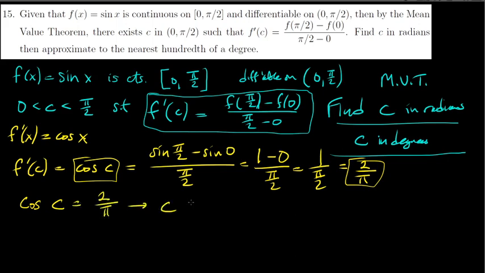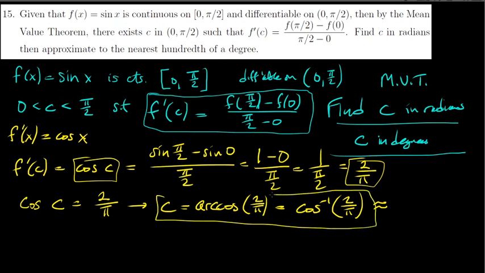So what's c? Well, how do you undo the cosine? You can take the arc cosine of 2 over pi, also known as the inverse cosine of 2 over pi. So just use your calculator, right? Oh, so this is the exact value here. This is exact. And now we'll approximate. So just plug it in your calculators.